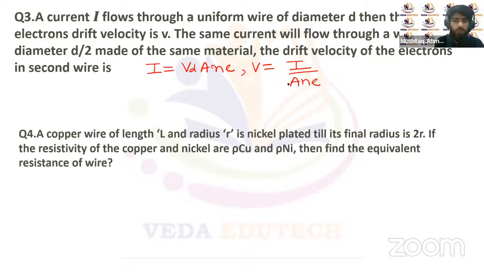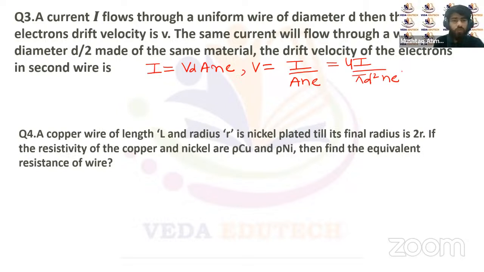Where I is the current flowing through the conductor. Now the same current is flowing through both the conductors, right? It means I will be constant here. We can write the drift velocity as I upon the area of cross section, which is pi r square, or pi d square multiplied with the factor 4, and multiplied by ne. So this will be the drift velocity. This is how we can represent the drift velocity in terms of the diameter.